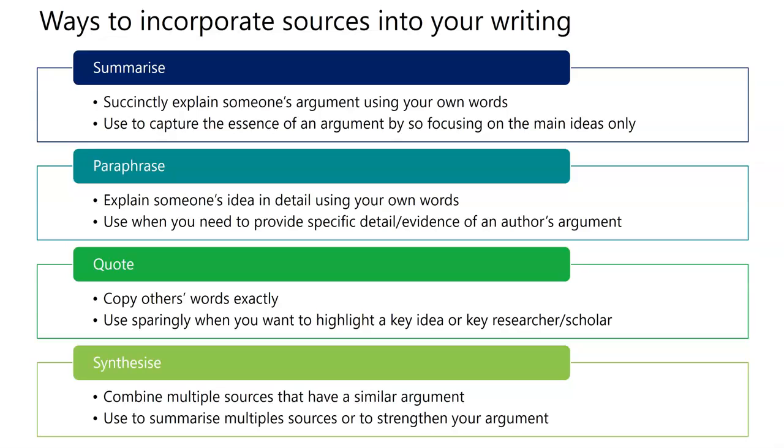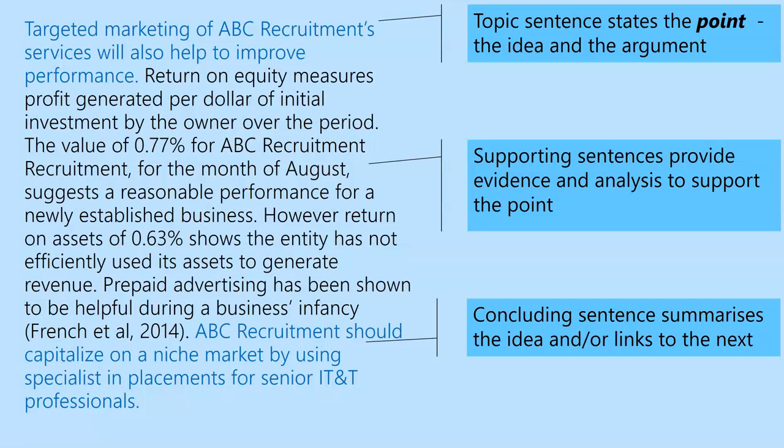You are also likely to need to incorporate evidence from other scholars' research into your work to support your analysis and arguments. And you can incorporate sources into your writing by summarizing, paraphrasing, quoting, and synthesizing from your sources. If you do so, you must always include appropriate acknowledgement of the original source. For more information, see our resource on using sources. In this sample paragraph, note how the student integrates the results of their analysis in percentage form, as well as a 2014 source from French and others to develop their argument.